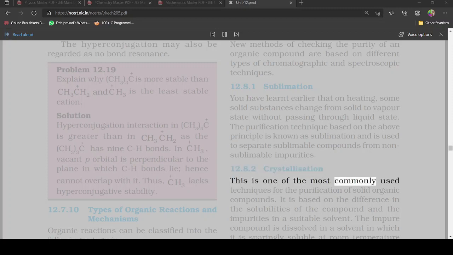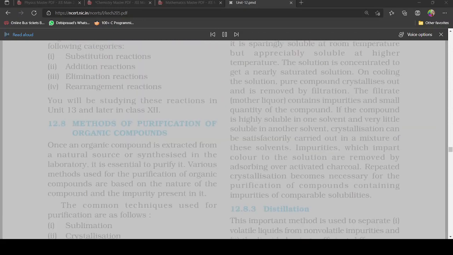This is one of the most commonly used techniques for the purification of solid organic compounds. It is based on the difference in the solubilities of the compound and the impurities in a suitable solvent. The impure compound is dissolved in a solvent in which it is sparingly soluble at room temperature but appreciably soluble at higher temperature. The solution is concentrated to get a nearly saturated solution. On cooling the solution, the pure compound crystallizes out and is removed by filtration. The filtrate, the mother liquor, contains impurities and a small quantity of the compound.